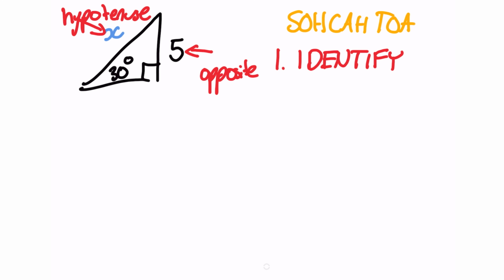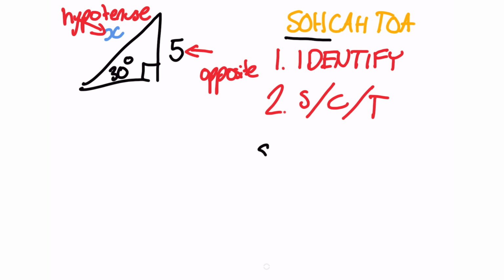So after we've identified what sides are important, the next thing we've got to do is figure out if it's a sine, cos, or tan question. Well, because we've got the opposite and the hypotenuse, that must mean that it's a SO question, because SO has both an O and a H in it. Therefore, this must be a sine question. So the next thing is figuring out if it's sine, cos, or tan. In this case, it is a sine question.